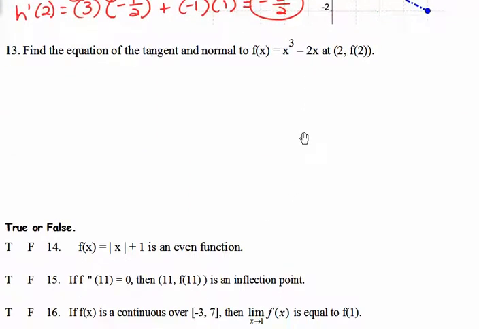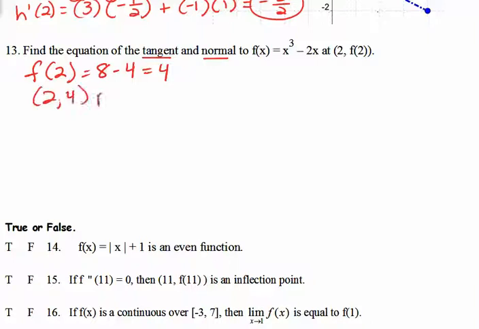All right, pressing on. Find the equation of the tangent and the normal. So let's find our point of tangency. That would be putting 2 into our function, so that would be 8 minus 4, or 4. So 2, 4 is our point of tangency.